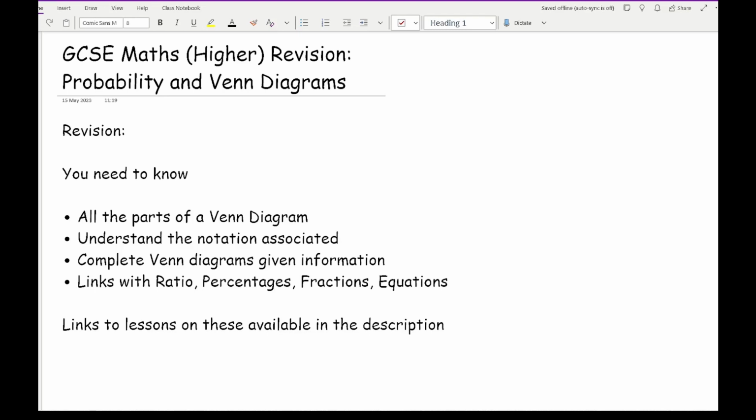and also know how to complete a Venn diagram when given information. Now there are always going to be some close links between probability, ratios, percentages, fractions and equations when completing the Venn diagram that you've got in a question, before it being connected to some form of proportion or probability question. Links to all aspects of these I'll include in the description below, as going through them in this video would make this video almost 3 hours long.